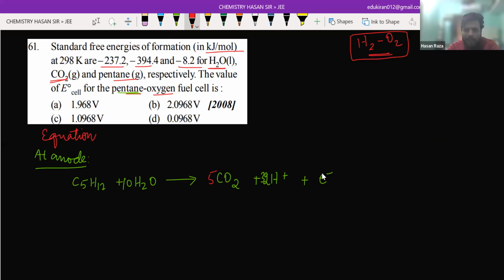And you can see, to balance electron, basically to balance charge, there is no charge on the left hand side, zero charge. And on the right hand side, to make it zero charge, I need to write 32 electrons. Is that clear? There will be oxidation of this.